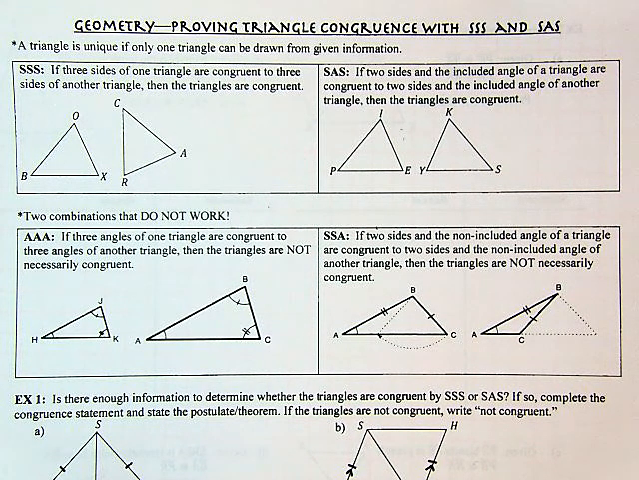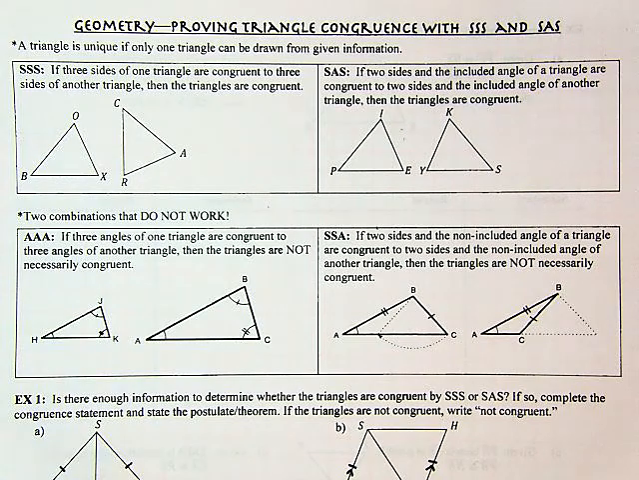So the first combination that we see show up that works is side, side, side. So SSS for side, side, side. So if three sides of one triangle are congruent to three sides of another triangle, then the triangles are congruent.